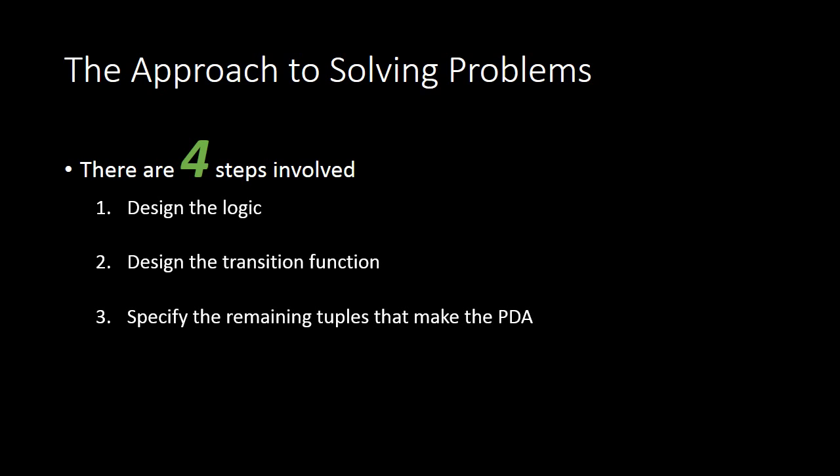The third step is specifying the remaining tuples that make the PDA. The remaining 6 tuples are Q, sigma, gamma, Q naught, Z naught and F. So we write down the values of these tuples. The last step is testing the logic with the help of examples. So in this step we take strings and we put them in the transition function. If in the end we get a state which is a final state, that means that our logic is correct and we've solved it correctly. Otherwise we repeat this process again.